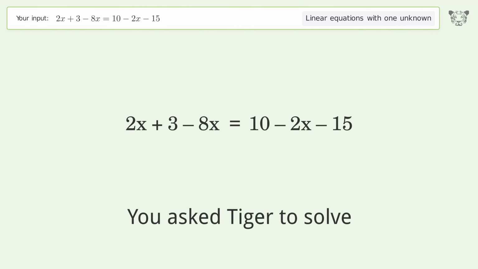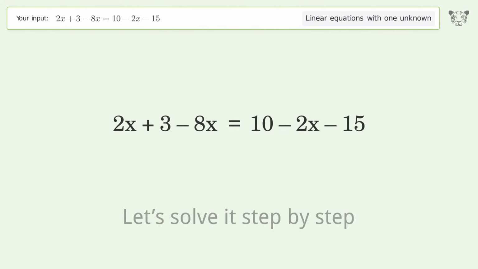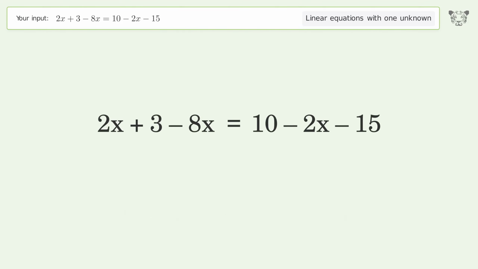You ask Tiger to solve. This deals with linear equations with one unknown. The final result is x equals 2. Let's solve it step by step. Simplify the expression. Group like terms.